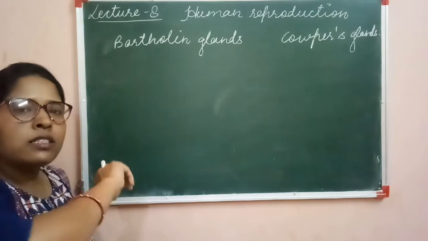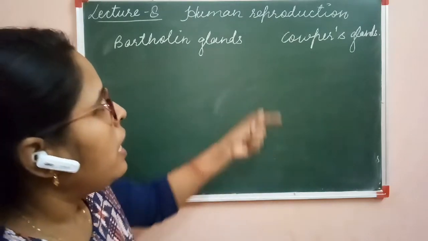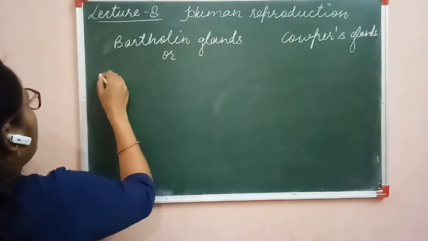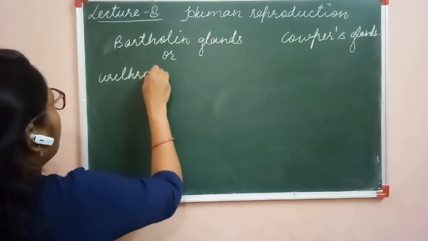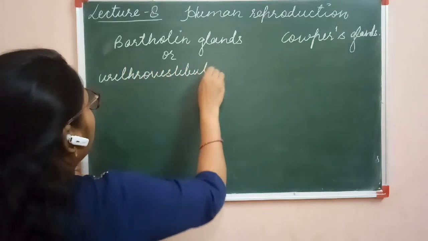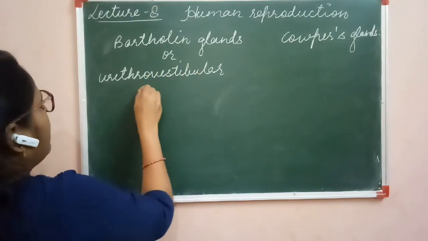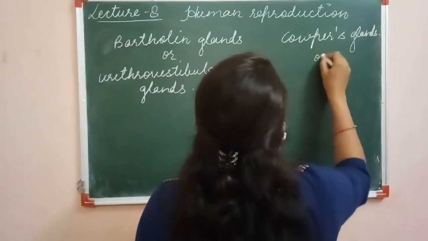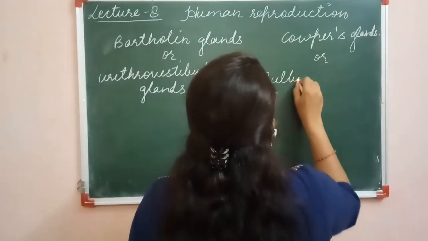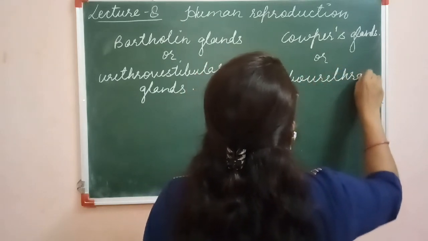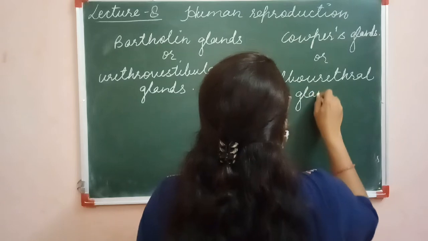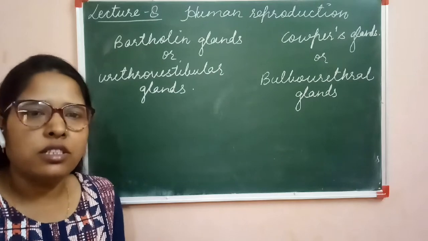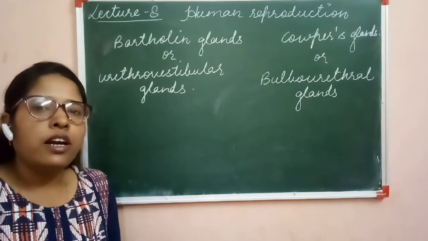These are also called urethrovestibular glands, and the Cowper's glands are also called bulbourethral glands. Clear? These Bartholin glands are present in females. They secrete a mucus-like substance for the lubrication of the vaginal region.